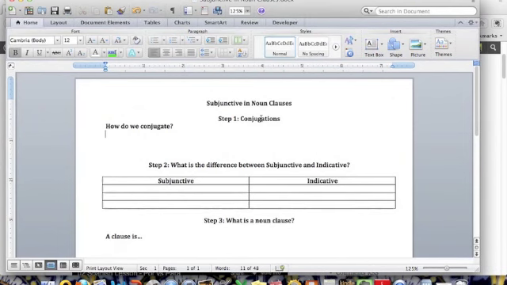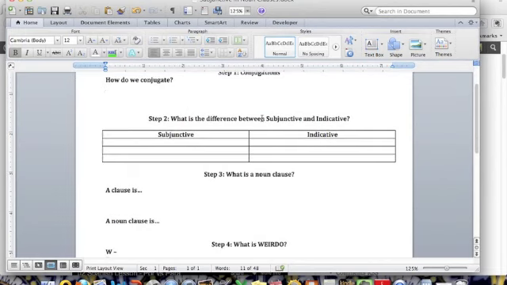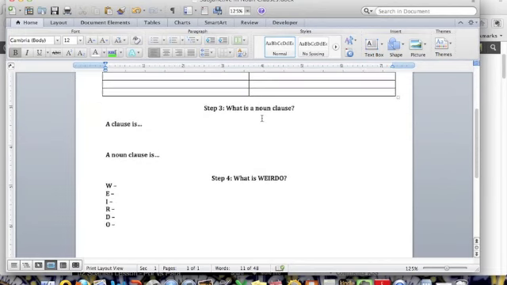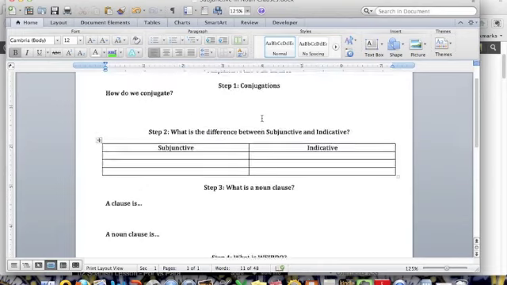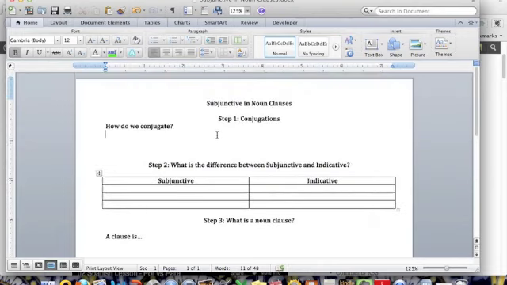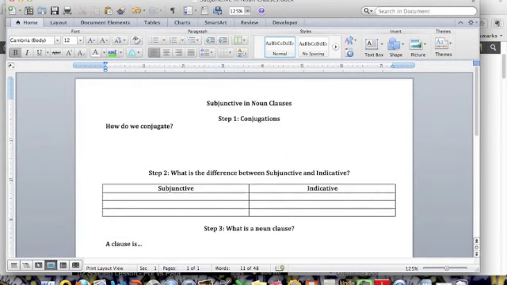So I'm going to go step by step about what are the different things you need to know about subjunctive, and how do we do subjunctive, and then talk a little bit about noun clauses and WEIRDO, which is what helps us remember the noun clauses. So step one is conjugation. Let's talk about how we conjugate in the subjunctive. I'm going to do this step by step because I think that's the easiest way to do it.